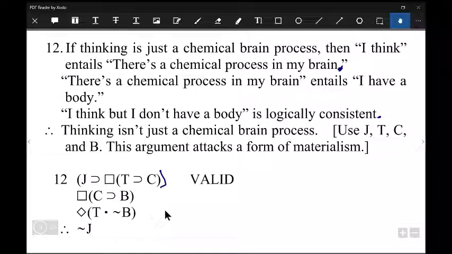Let me say something about this third premise. I think but don't have a body is logically consistent. Sometimes people appeal to movies of out-of-body experiences to show that the idea of thinking without a body is consistent.